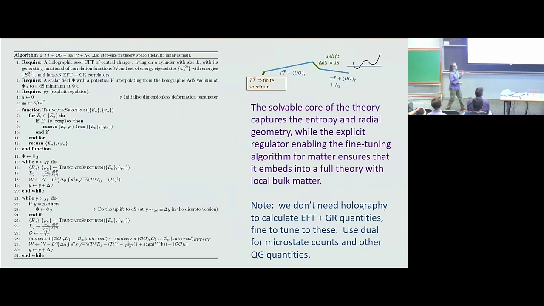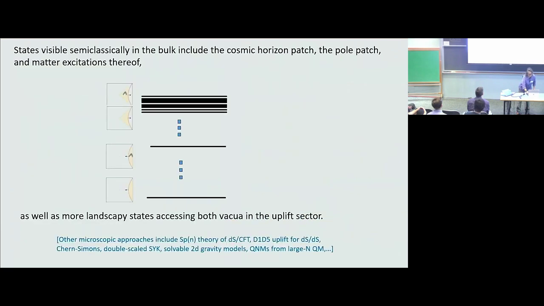I've been apologizing all along, but I'm not going to apologize too much that we're just tuning to the effective field theory plus GR and letting this theory fill in the rest, the stuff that one does need quantum gravity for. Okay, I didn't really describe too much about the whole spectrum, but we have the matter excitations. There's also landscapey states that actually interpolate between the AdS and dS stuff.